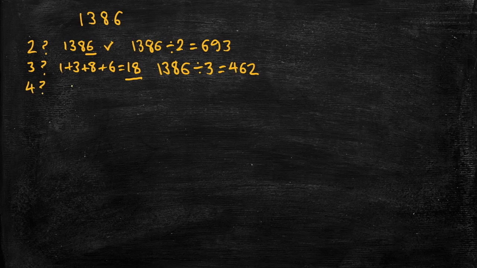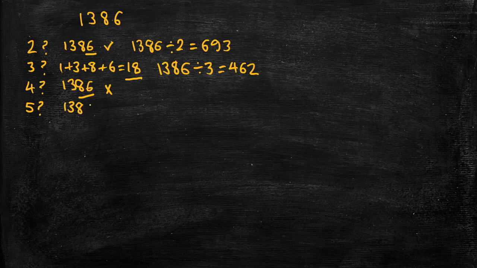Divisibility rule for 4 is to look at the last 2 digits, and if the last 2 digits are divisible by 4, then the number itself is divisible by 4. And in this case, 86 is not divisible by 4, and so therefore 1386 is also not divisible by 4.